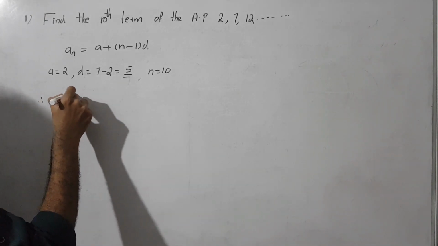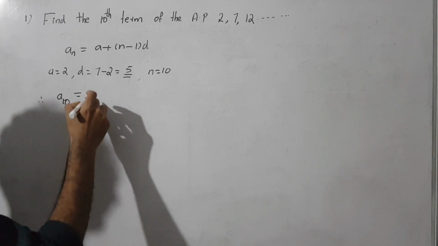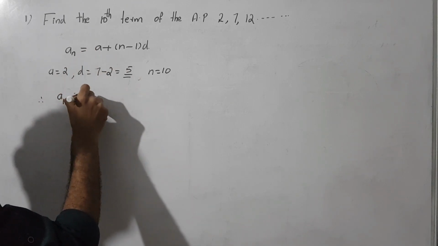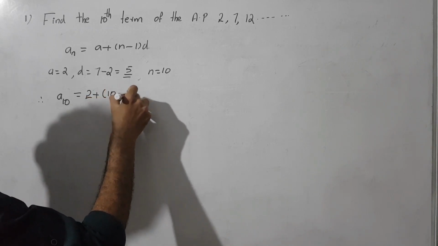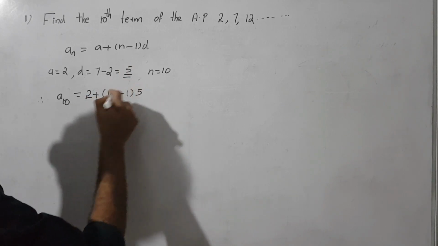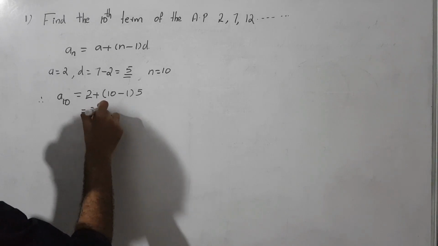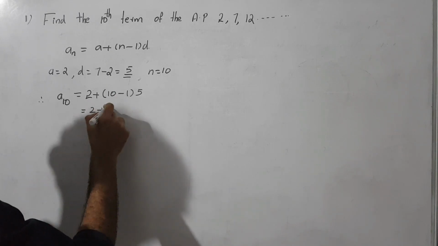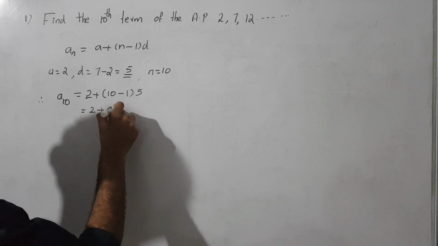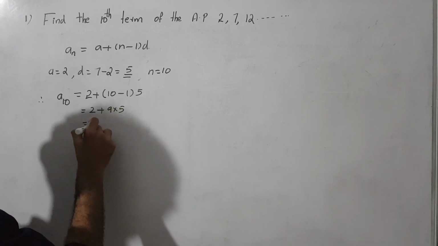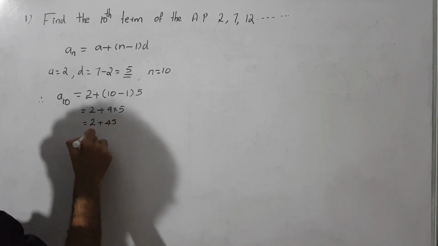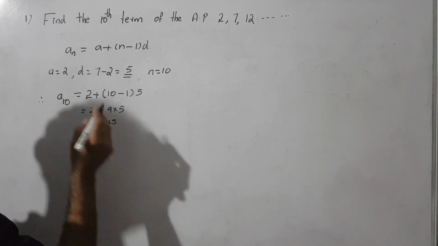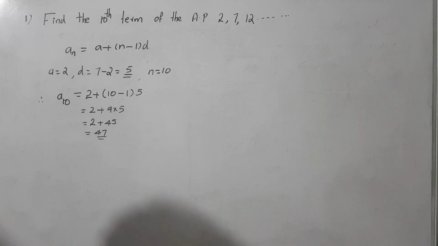10th term. So a10, an means a10, is equal to a, means 2, plus 10 minus 1 into d. Then 2 plus 10 minus 1, that is 9, into 5. Then 2 plus 9 into 5 is 45, so 47. Therefore, a10, the 10th term of the AP, is equal to 47.